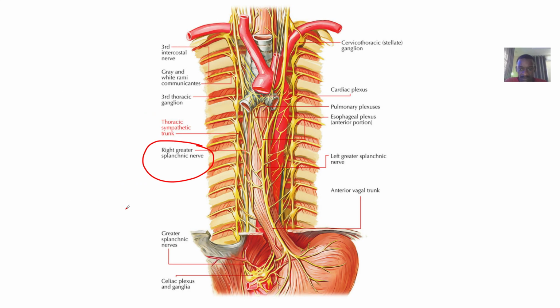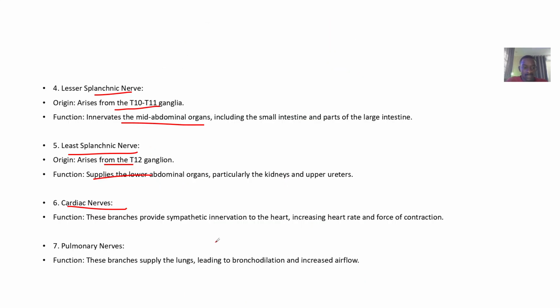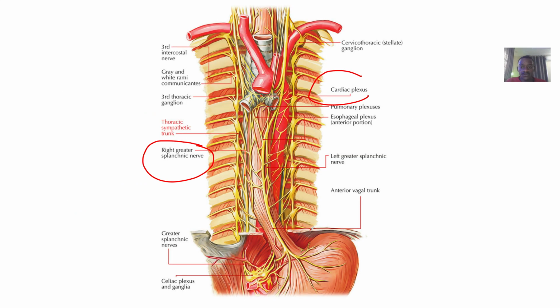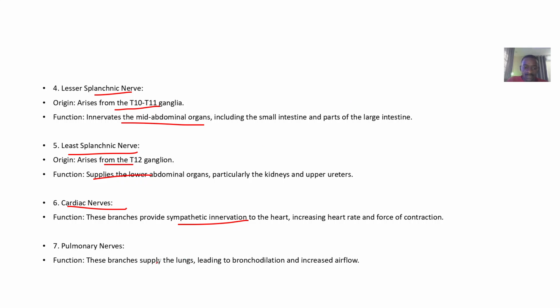Cardiac nerves. Yeah, this is the cardiac plexus, though it should be cardiac nerve. Alright, so just like the name implies, it provides sympathetic innervation to the heart, increasing heart rate, force of contraction, and all of that. Then we have pulmonary nerves, also known as the pulmonary plexus. They supply the lungs, leading to bronchodilation to increase airflow and all of that.